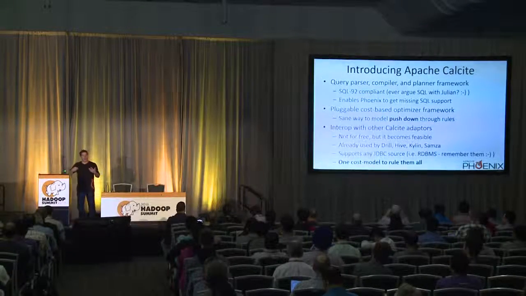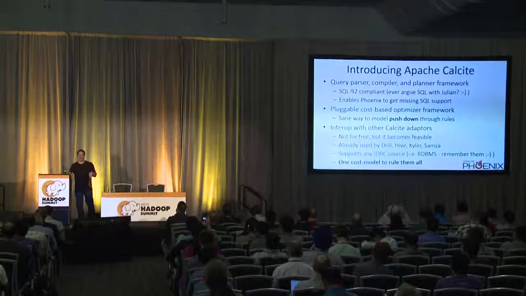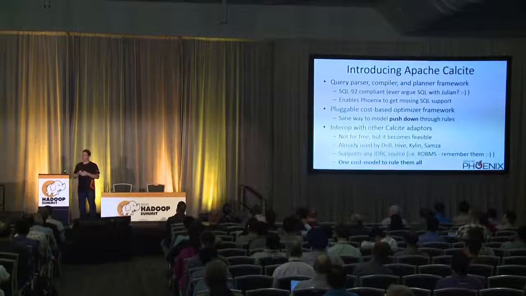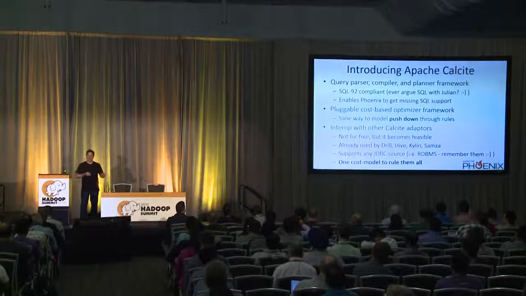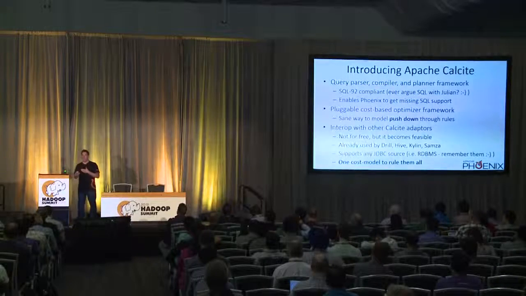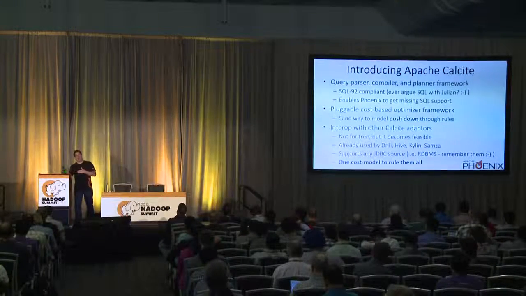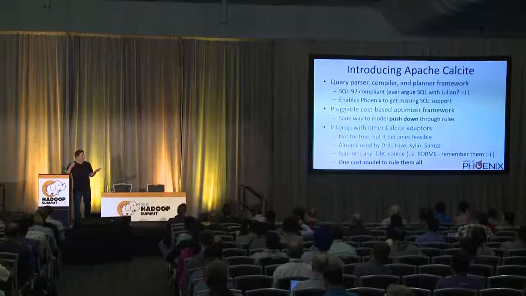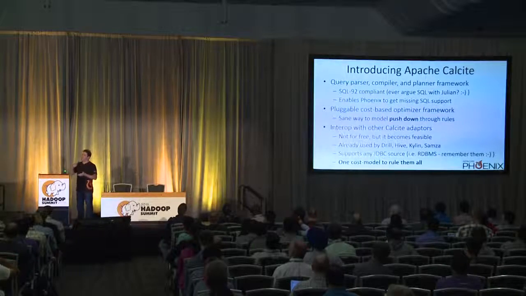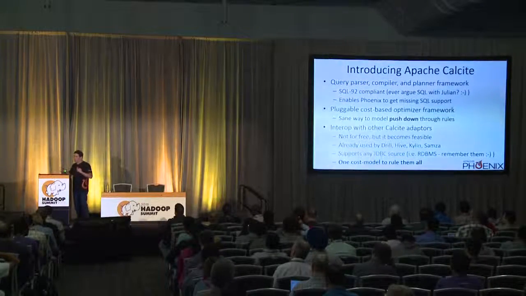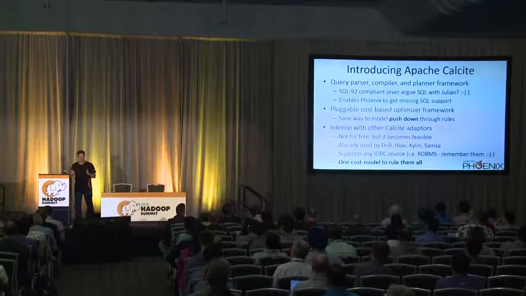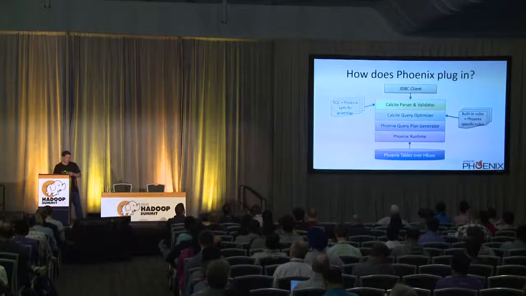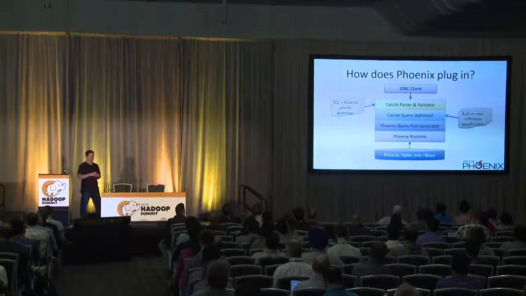Take the best of breed. What if you want to do a query across JSON data that you can access through Drill, HBase data that you can access through Phoenix, and you want to join it with some historical data in Hive, and you've got some streaming real-time data coming in from Samza, and on top of that, maybe some OLAP cubes that you've built through Kylin, and you want to join them all together? We think this is a good path to that. So how does Phoenix leverage this? How does it plug into this?